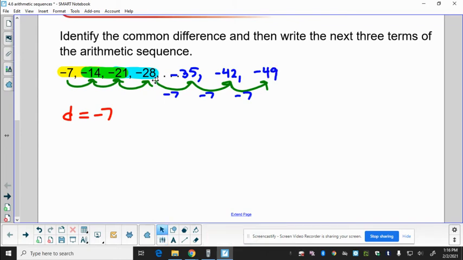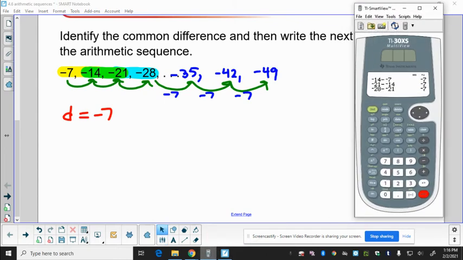Want to do that on my calculator? Start with negative 7. Press enter. Tell it to do the pattern. Watch this. Negative 7, and start pressing enter. There's negative 14. There's negative 21, etcetera. Your calculator is built to do sequences.